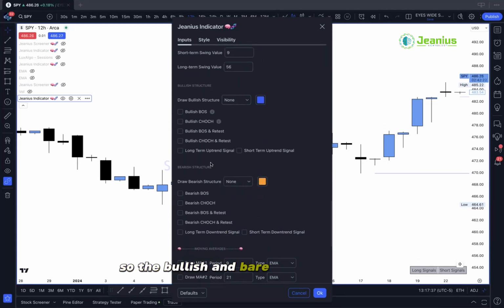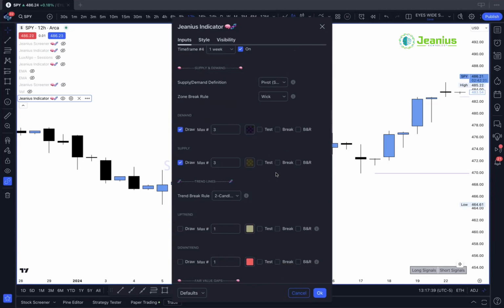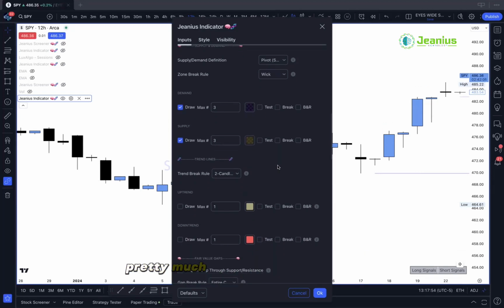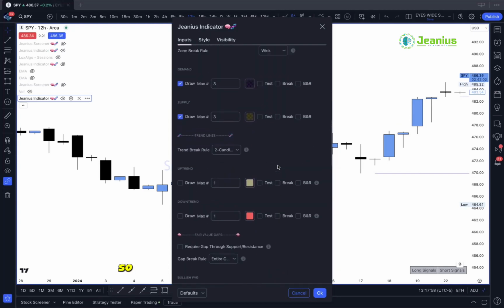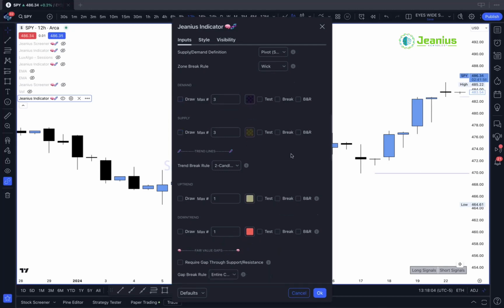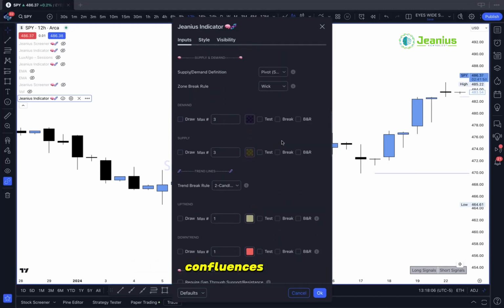So the bullish and bearish structure signals, where you're actually able to see on the chart in real time where there's a break of structure, whether a continuation of trend or even a change of trend, will calculate as time goes on by itself. And so you won't even have to pretty much keep up with trend either. So let's go back to supply and resistance. We're going to take these away, drawing these areas. We still haven't started to build our confluences just yet.